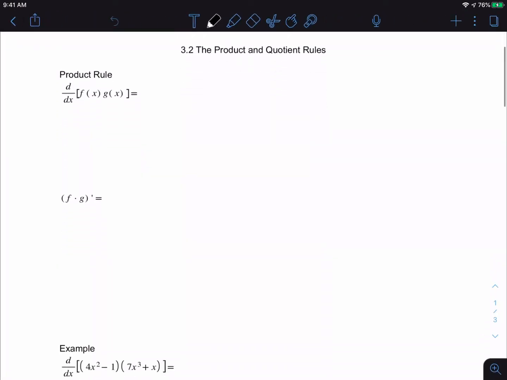All right, here's 3.2. All right, 3.2, product rule. This is going to be very, very useful. You're pretty much going to have to memorize this, okay? And here's how it works. So when we have the product, what we end up doing is we're going to do the derivative of the first times the second plus the first times the derivative of the second.